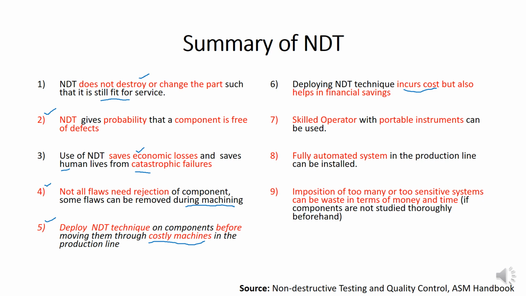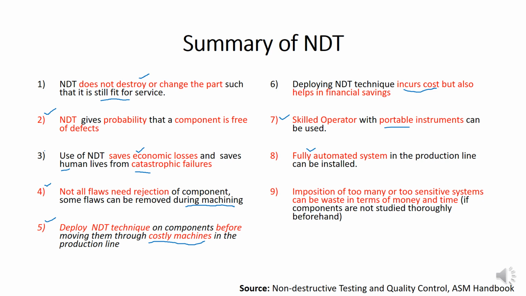Likewise, we can see from point 3 how it can save us from economic and catastrophic failures, which we have seen from the previous examples of failures which led to several casualties. So we need a skilled operator and portable instrument. Either we can use a fully automated system in the production line, or portable instruments can also be used in NDT.